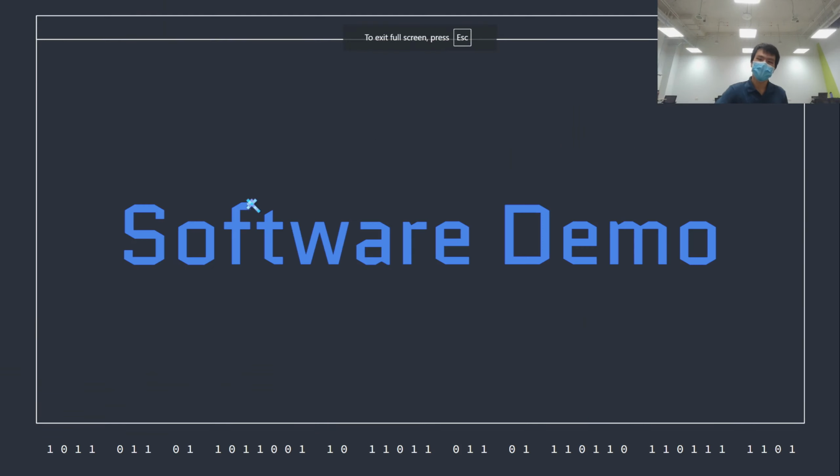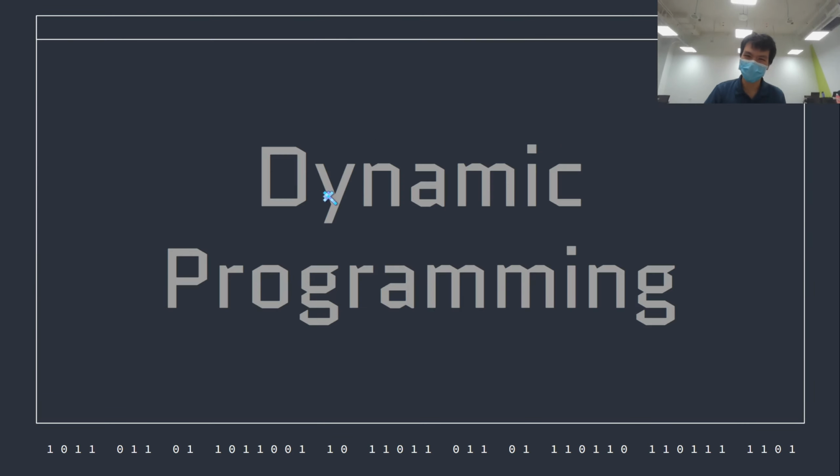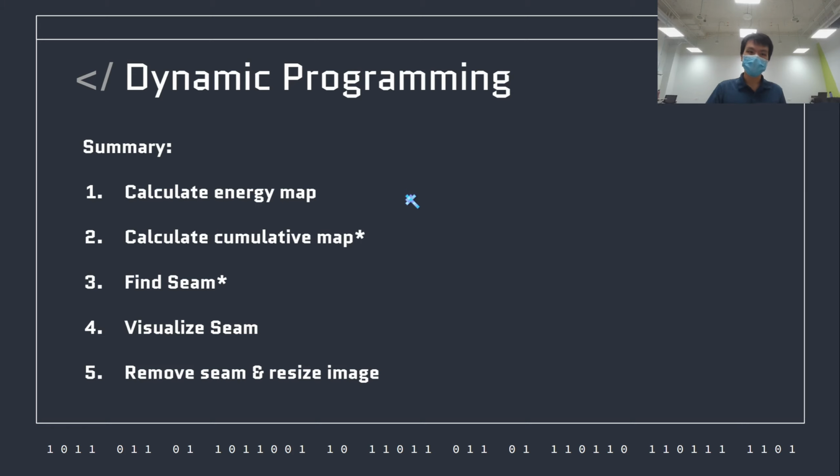Thank you, George. So now I'll be going over the dynamic programming implementation. To summarize, what we do for dynamic programming is to calculate the energy map, and from there calculate the cumulative energy map, find the seam, visualize the seam, and then remove the seam and resize the image.